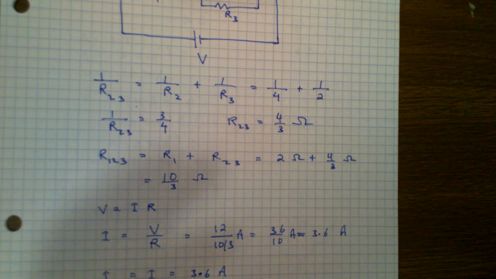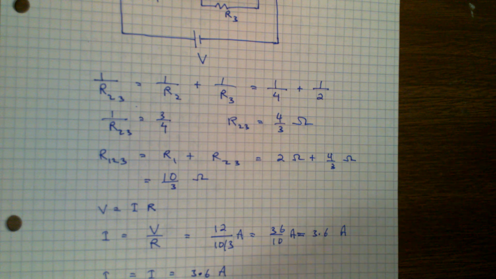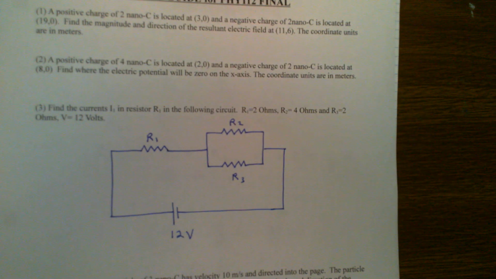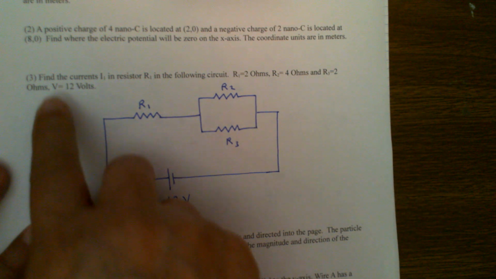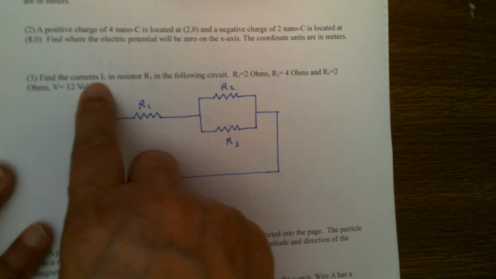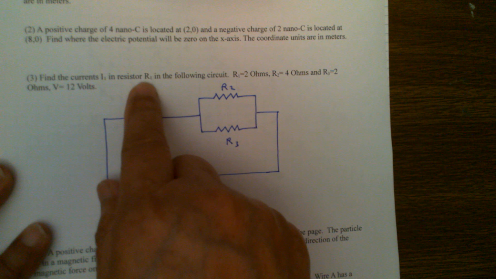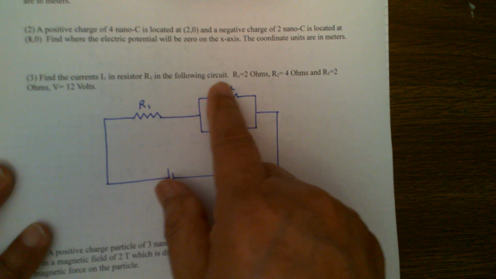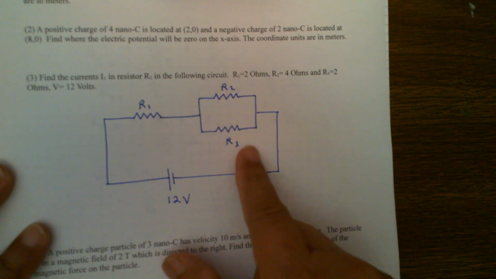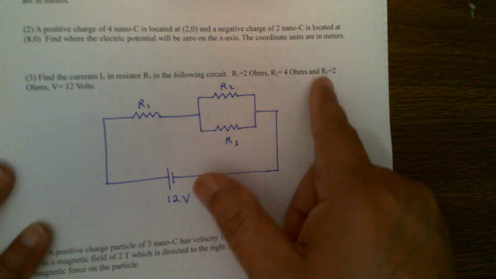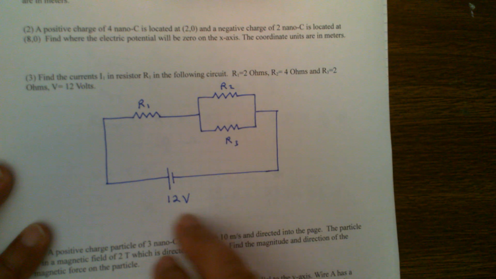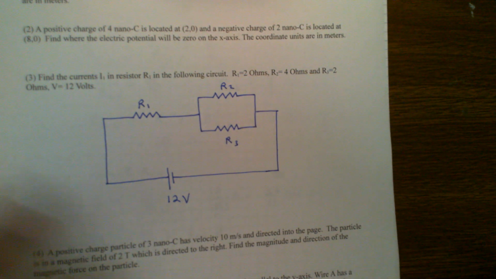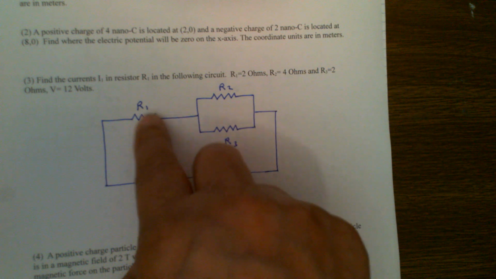Now, the next problem, number 3, is our old friend the circuit. And a simple one: find the current I1 in resistor R1 in the following circuit. R1, R2, R3 are given as 2, 4, and 2. And the battery voltage source is 12 volts. So all you have to do is find the current in R1.